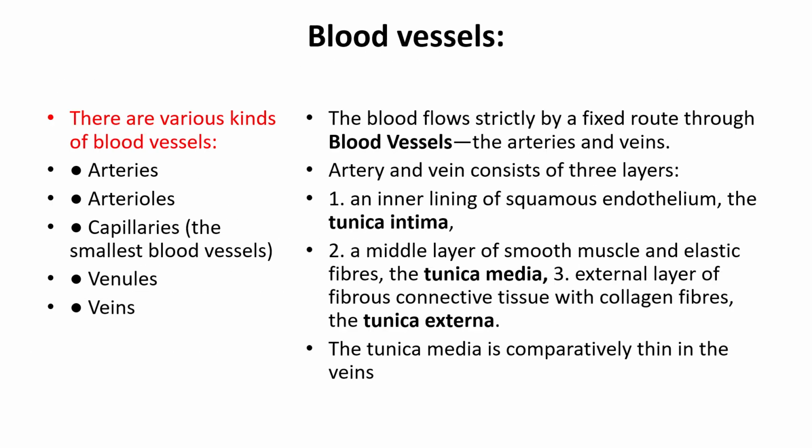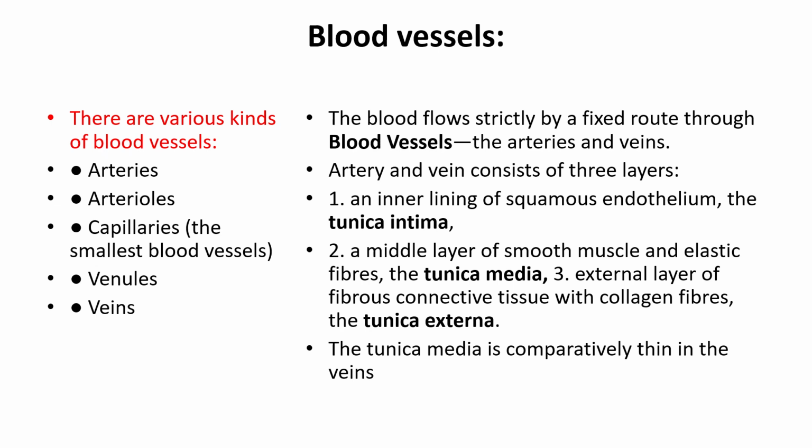Now, blood vessels. There are a few different kinds of blood vessels. First is the artery, a blood vessel which carries blood away from the heart. It is thick walled because it carries blood under increased pressure. Branches of arteries are called arterioles. The smallest branches of the blood vessels are called capillaries. Then capillaries join and form venules, and venules join and form the vein.